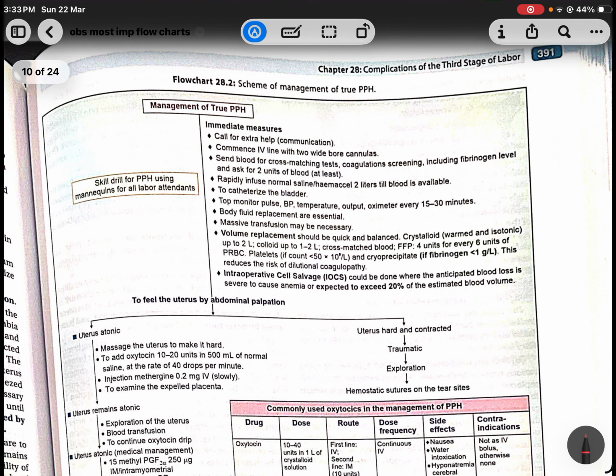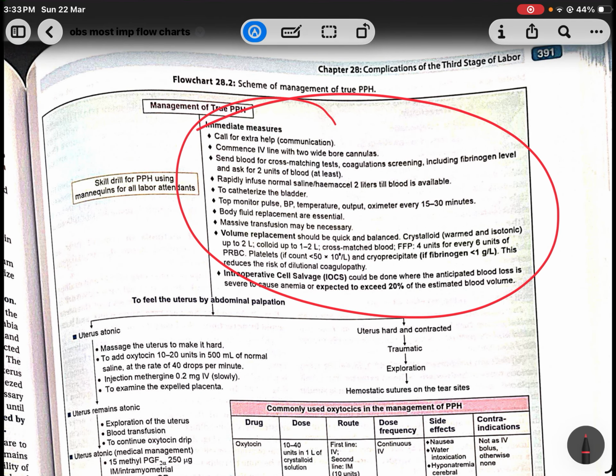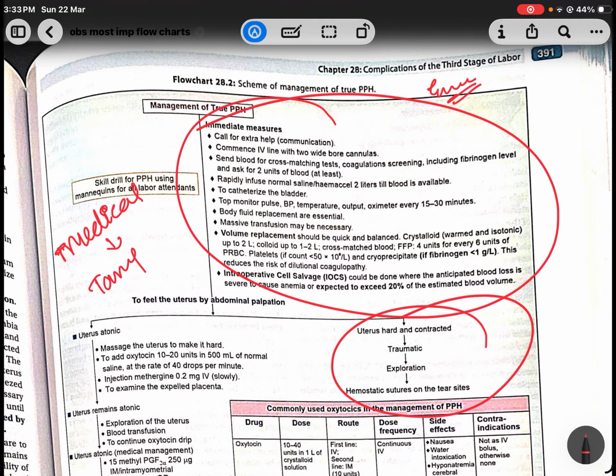So the major thing is obviously first the emergency management, and based on that again you have to try. Again, if it's traumatic, then you do the suture and come back. But again, how this basically goes is that first you go with medical management, where you give all these drugs. Then if it's failing, then you do the tamponading effect. Then if it's failing, then you go for artery ligation. Then if everything is failing, then obviously go for hysterectomy. So this is the core idea.